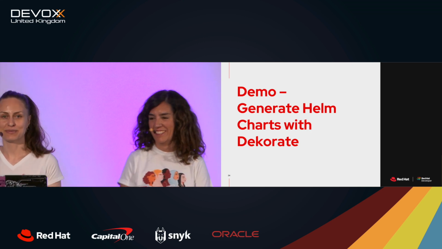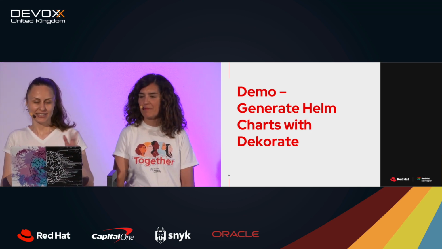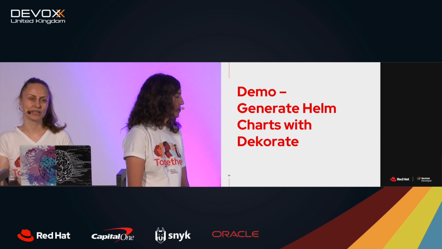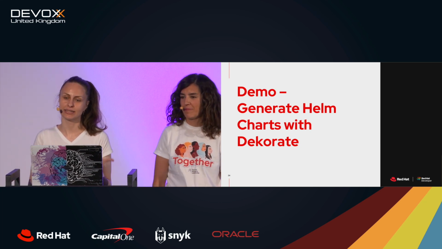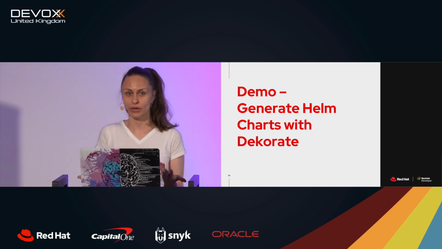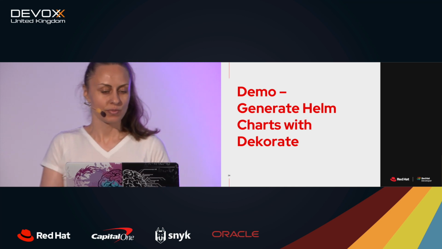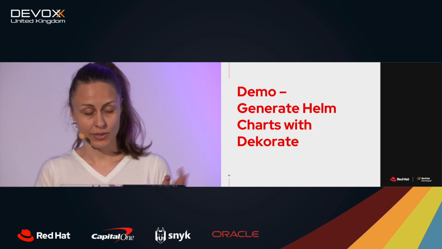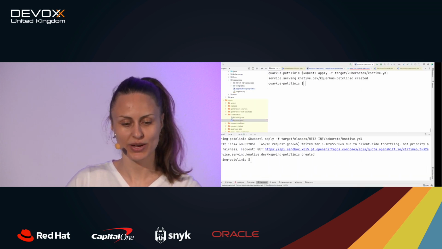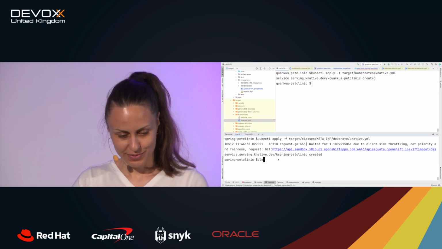So when working with Kubernetes, it's okay, we can configure stuff, we can generate YAML, but if we're working with multiple environments, wouldn't it be nice to have a parameterized way of working with those environments? So this is what Helm is helping us with. And Dekorate thought of creating something for Helm as well. So let's demo that as well. Let's clear the things here.